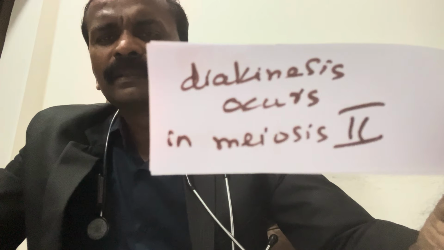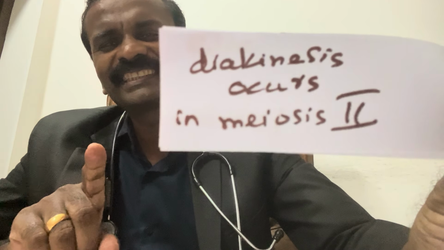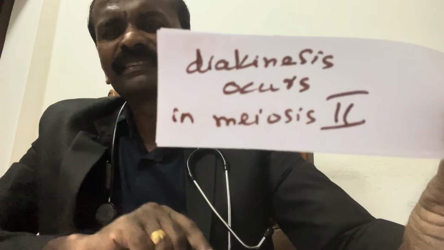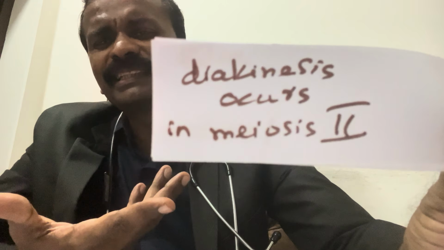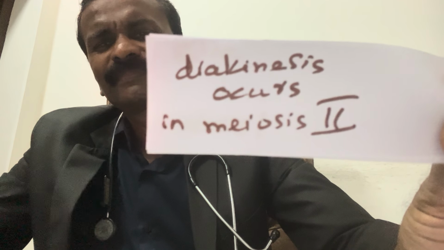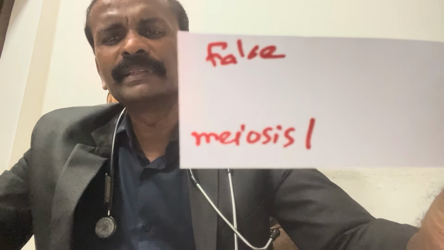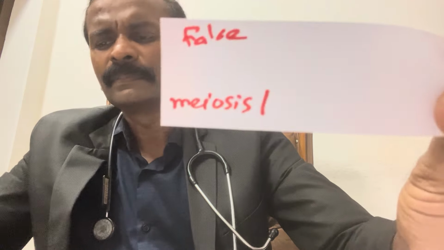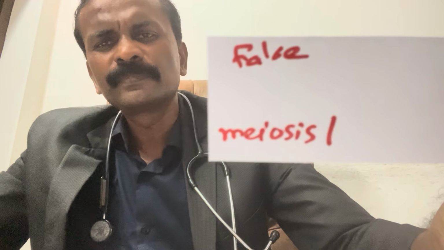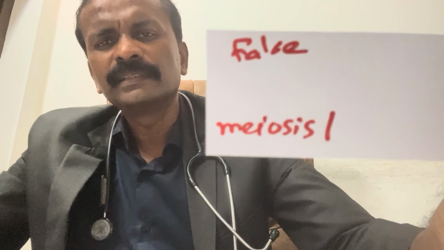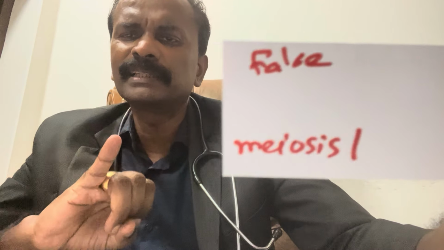Diakinesis occurs in meiosis 2. So you studied everything. Diakinesis occurs in meiosis 2. True or false? No time to think in the examination hall. You should just answer. It is a false statement and it occurs in meiosis 1. Right? Diakinesis occurs in meiosis 1.